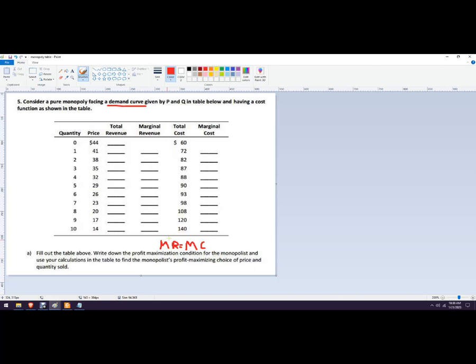This is your microeconomics tattoo right here. You hear it over and over and over again. And then the profit maximizing choice in terms of price is going to be the highest price I can charge at the quantity that gives me this. So I need to calculate all this.